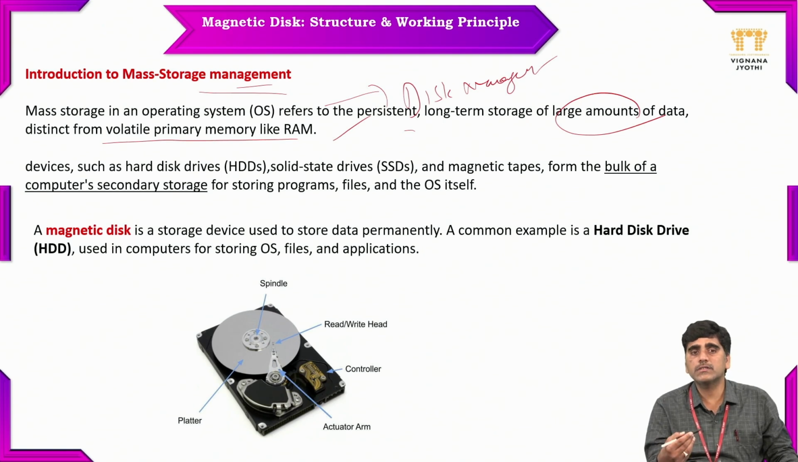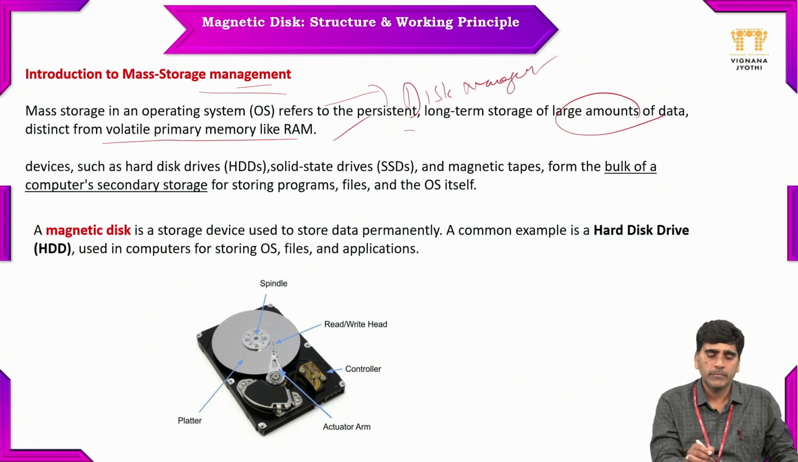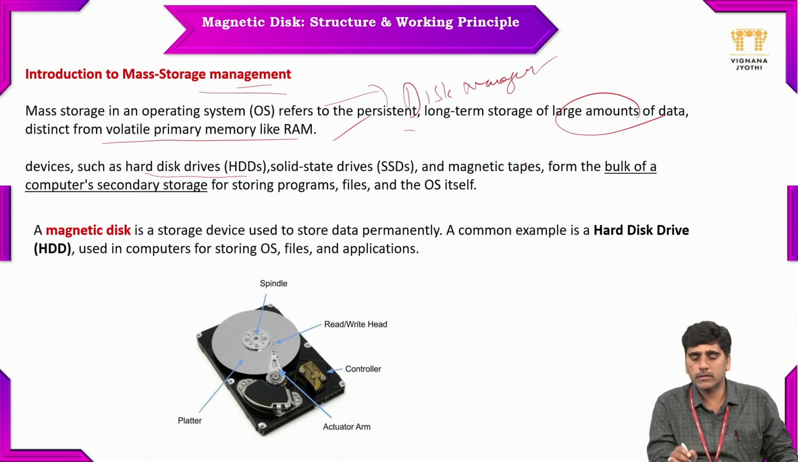The devices which are able to store a large amount of data for a long period of time, we call mass storage devices. Devices such as hard disk drives, solid state drives and magnetic tapes form the bulk of computer secondary storage, storing programs, files and the operating system itself. These devices store data permanently, in large amounts, for a long period of time.